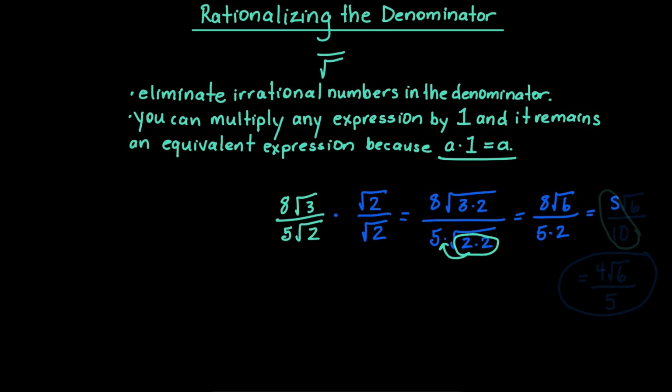Okay, so this is 8 radical 6 divided by 10. 8 divided by 10 can both be simplified by a factor of 2. So 8 divided by 2 is 4. And 10 divided by 2 is 5. So our final answer is 4 radical 6 divided by 5.